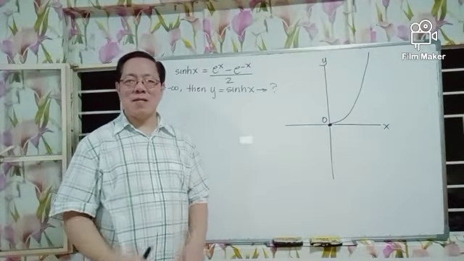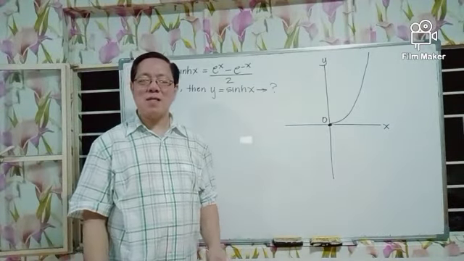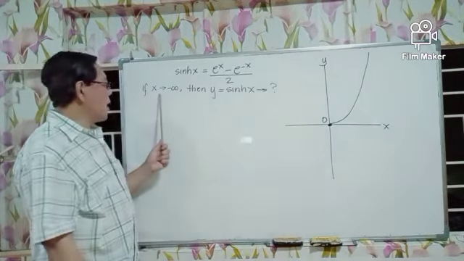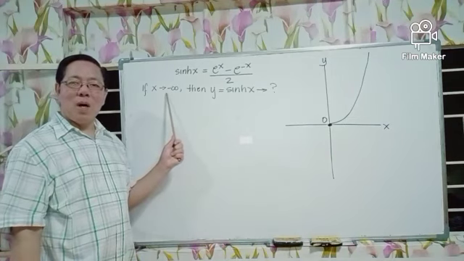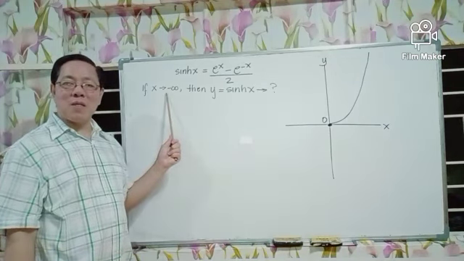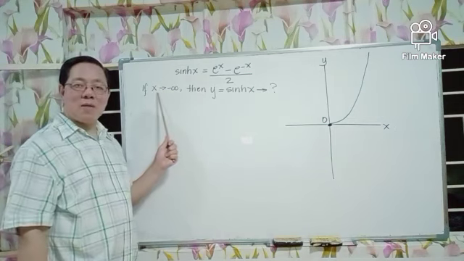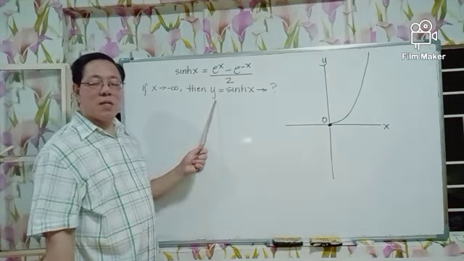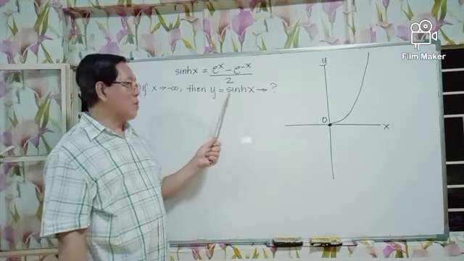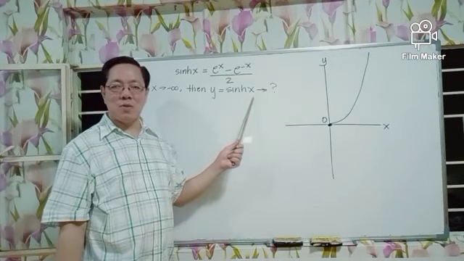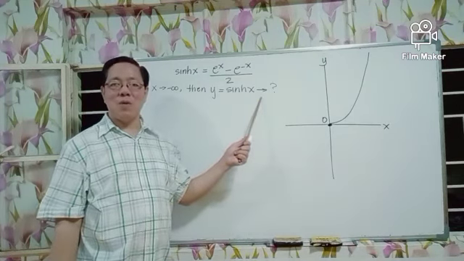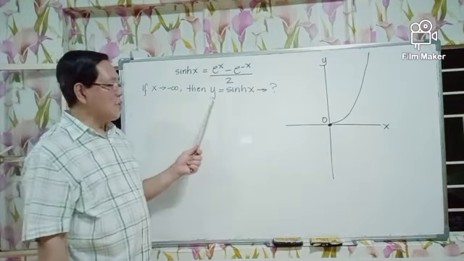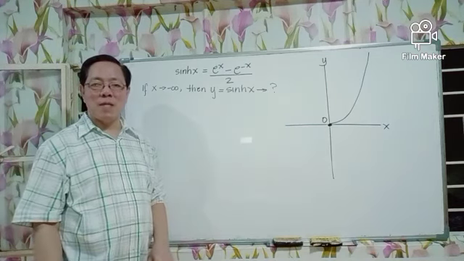To continue with sketching the graph of the hyperbolic sine of x, we now investigate what happens to the hyperbolic sine of x if x approaches negative infinity. What will happen to the values of the hyperbolic sine of x if we assign values of x that are decreasing, approaching negative infinity? To what number will the value of y equal to the hyperbolic sine of x approach? And that number is what we call the limit of the hyperbolic sine of x, and the values of y will approach that limit.